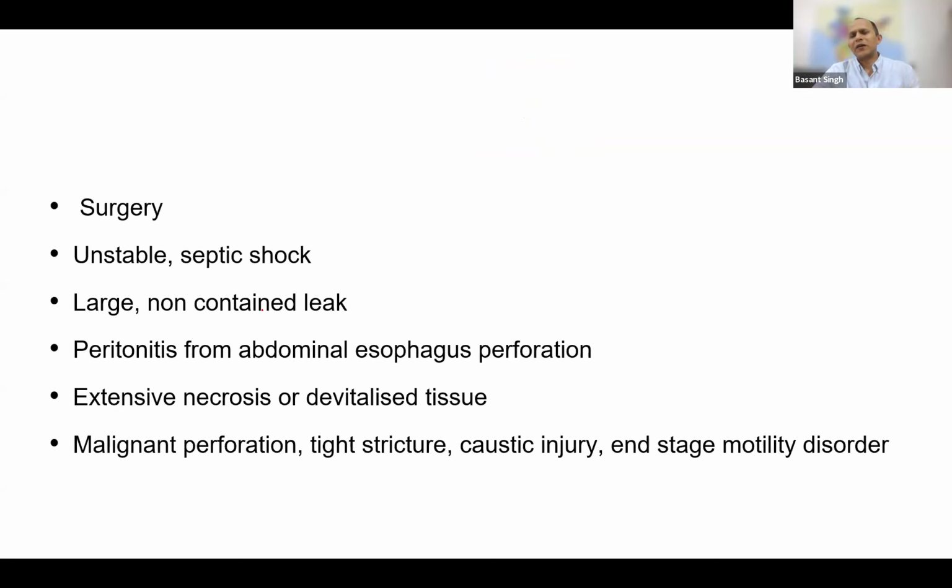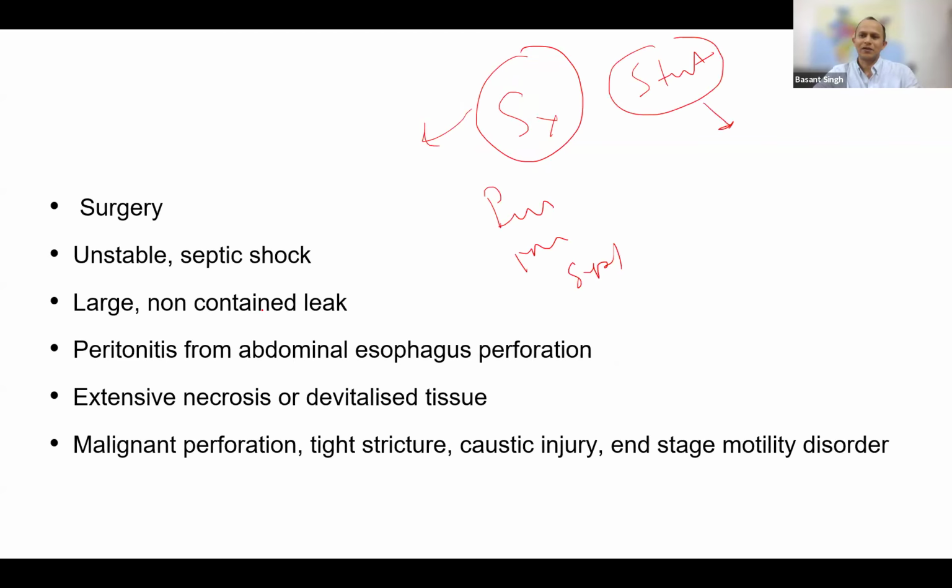So remember, whenever you have confusion whether this patient requires a surgery or stent, if you have some kind of peritonitis, mediastinitis, septic shock, surgery should be the answer. If the patient is stable and the leak is contained, stent should be the answer. It's a very simple way of knowing, if they ask whether you want to operate or put a stent in. If the patient is unstable, in septic shock, with a large, non-contained leak, surgery should be the answer. If the patient is very stable, with a contained leak and no sepsis, then stent should be the answer.